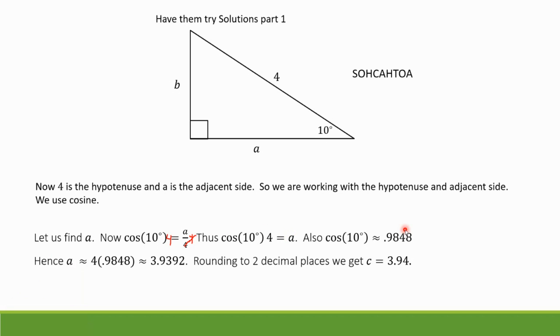Now, what about cosine of 10 degrees? Well, you can use a calculator. I definitely don't know by memory what cosine of 10 degrees is, but thank goodness we don't have to, because we have our calculator. So cosine of 10 degrees is about this, so A is going to be about 4 times that. And of course, we round it to 2 decimal places to get this. All right, that's awesome.